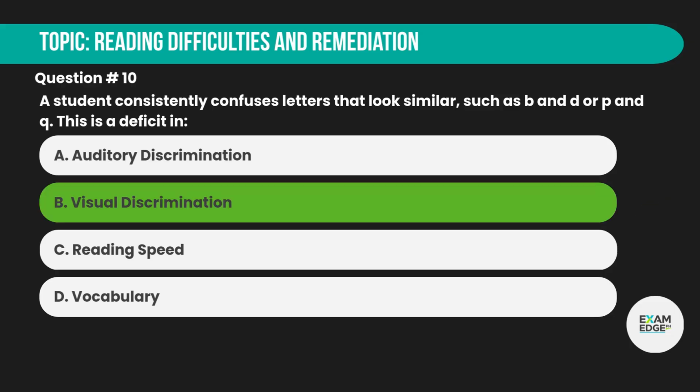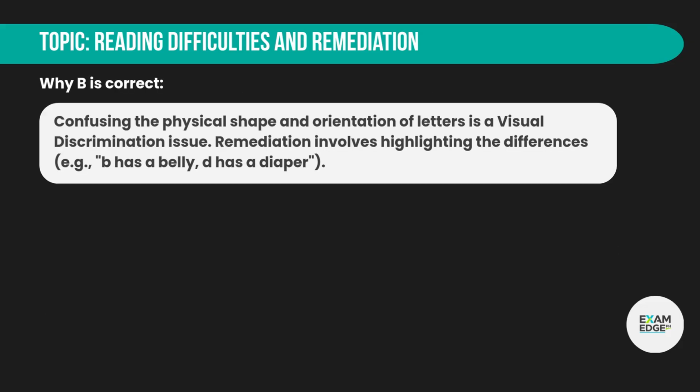Correct answer: B. Visual discrimination. Why B is correct. Confusing the physical shape and orientation of letters is a visual discrimination issue. Remediation involves highlighting the differences, e.g., b has a belly, d has a diaper.